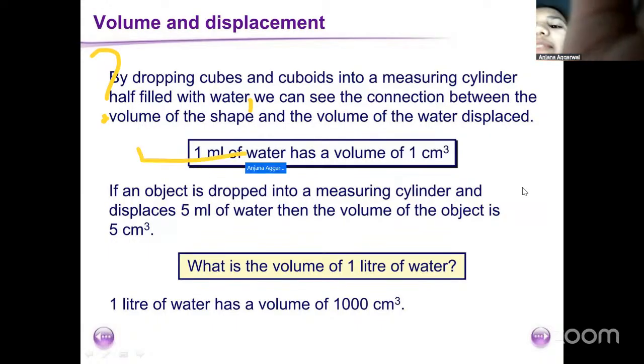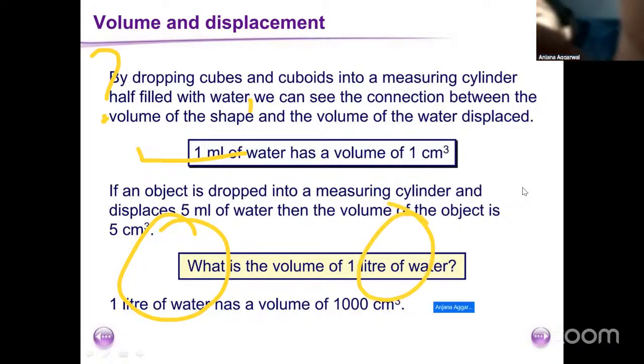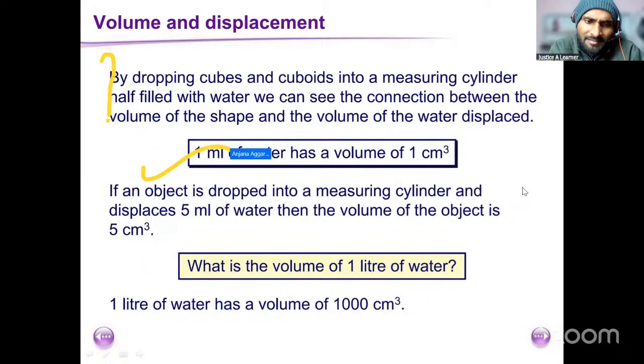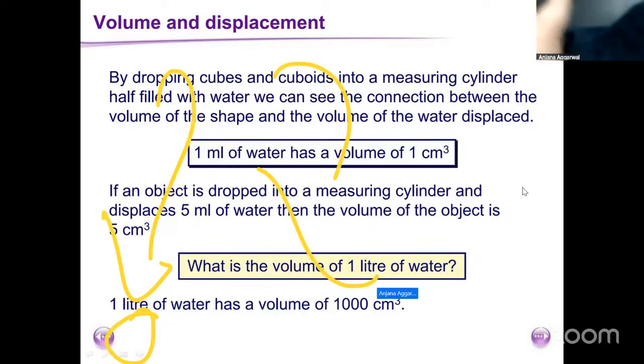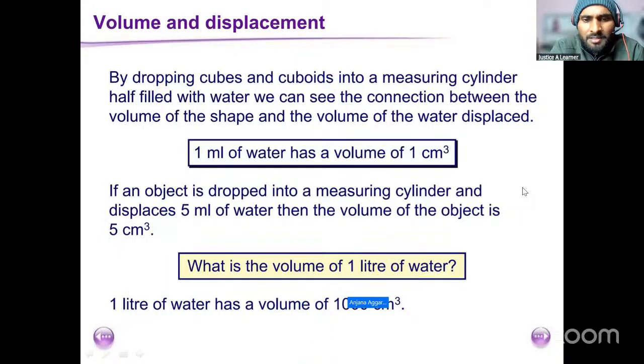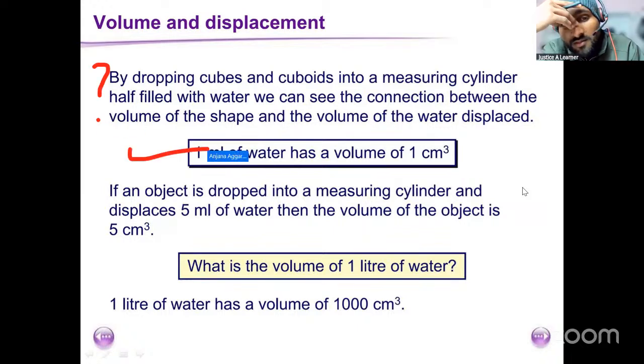If an object is dropped into a measuring cylinder and displaces, what does that mean? Displaces. You do not understand displace. Displace means when you were supposed to put it over here, but you put the object over here. To remove and take the place of somebody or something, right? And if it displaces 5 ml of water, then the volume of the object is 5 centimeter cubed.